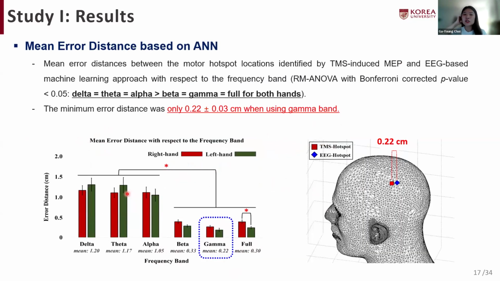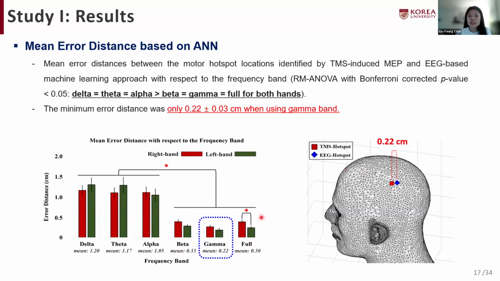And this result shows the mean error distance of the motor hotspot locations as estimated by our EEG-based machine learning approach for each hand, right and left, with respect to the frequency band when using all 63 channels. The PSD features of the relatively high frequency bands, beta, gamma, and full frequency bands, result in significantly lower error distance than those of the low frequency bands, delta, theta, and alpha, for both hands.